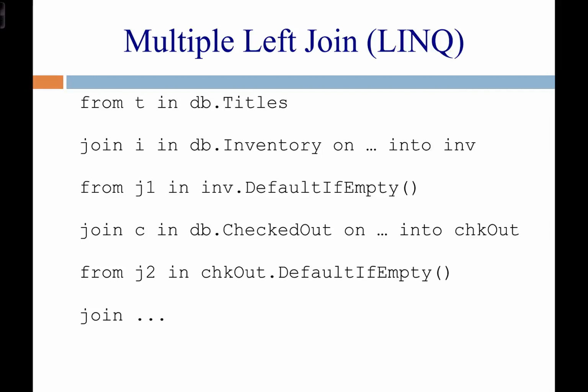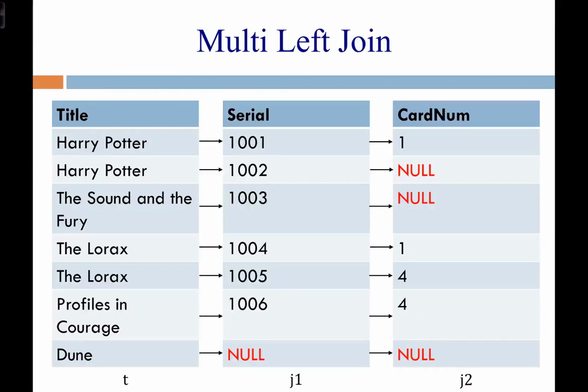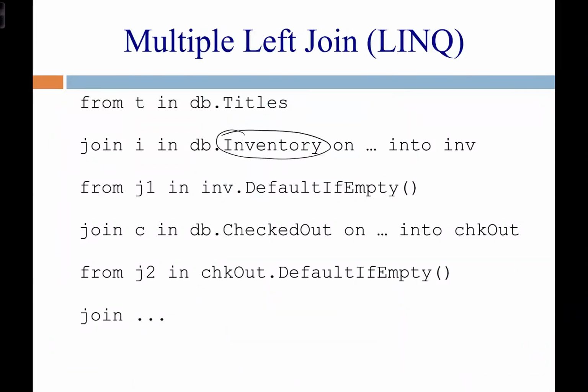So look at these range variables, though. We have T, I, J1, J2. Lots of different range variables here. Let's look at what they correspond to. If this was the table where I've kind of split it into columns, title comes from the titles table. Serial does not come from the inventory table. We want it to come from the temporary data source, which will potentially include nulls.